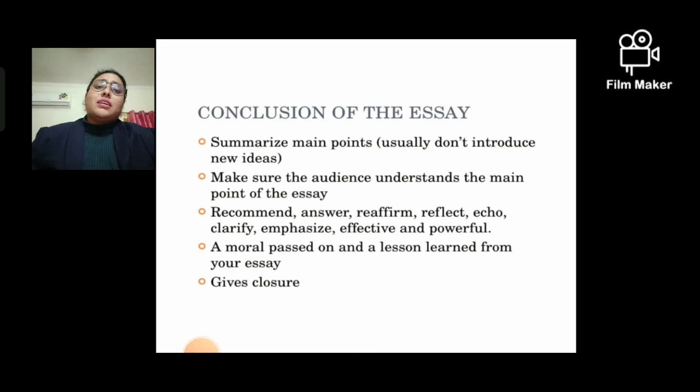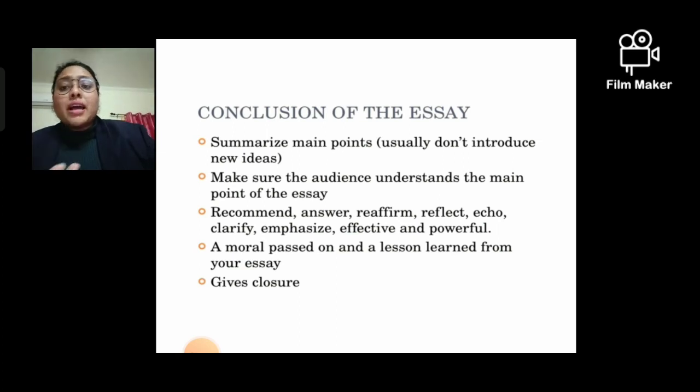This is the last part of the structure of the essay. And here, the most important thing you have to remember is that you don't introduce new ideas. All the new ideas will be introduced only in the body of the essay, not here. Here you will just summarize the whole thing. You will make the audience understand the main point of writing the essay. Summarize, put together all your points, and show the outcome of your argument.